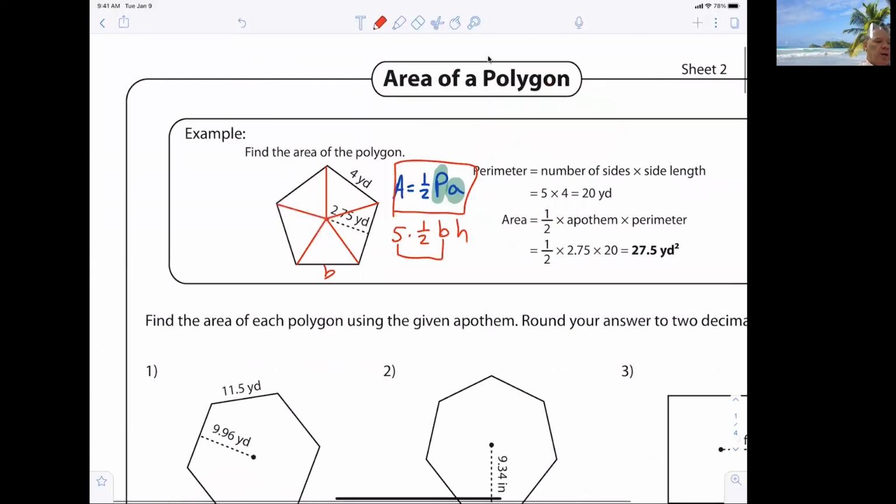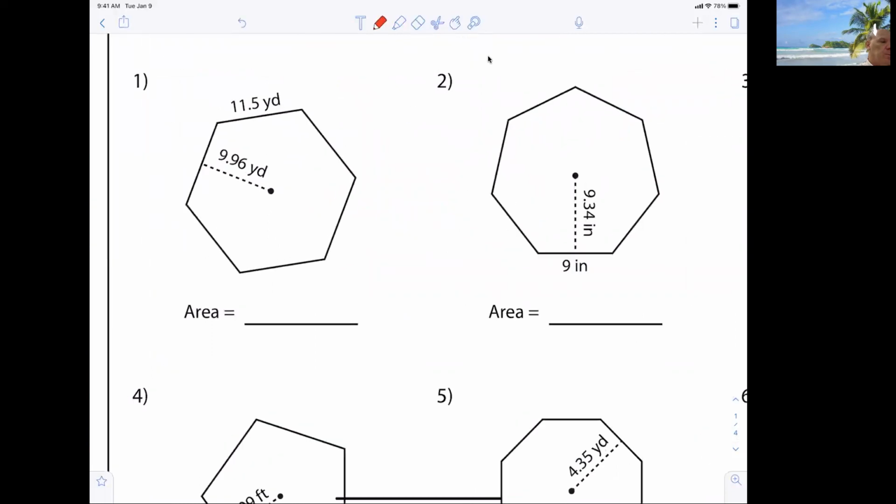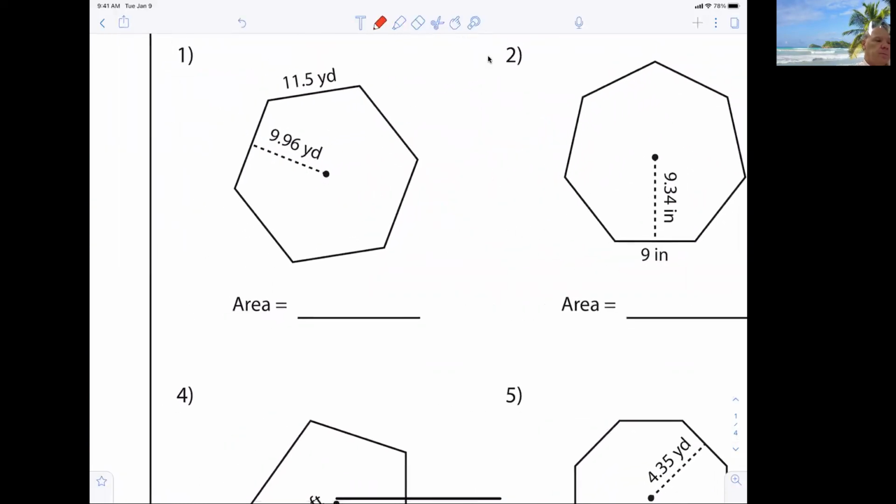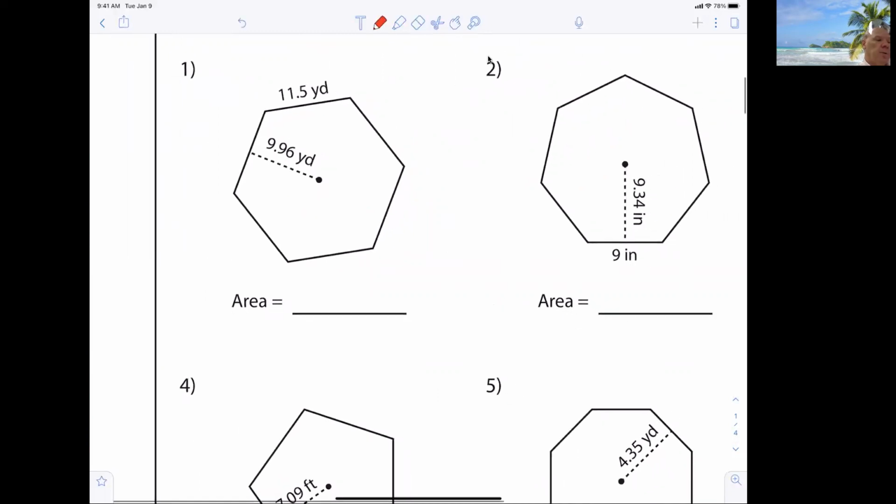So again, let's jump down here. So question number 1. Area equals, how many triangles are there going to be? 6. So here we go. There are 6 triangles. So I want everybody to write 6 times 1/2 base times height. Now, why is this one really easy? Because it gives you the base and the height. So 6 times 1/2 times 11.5 times 9.96.